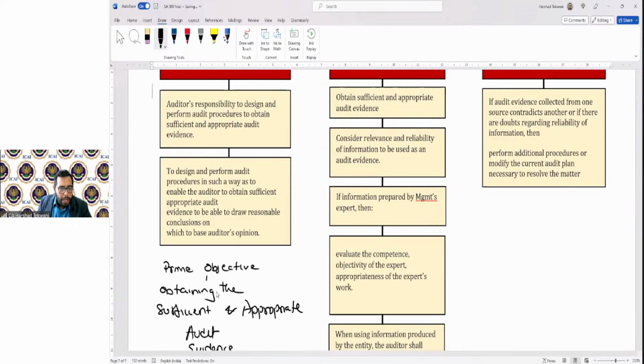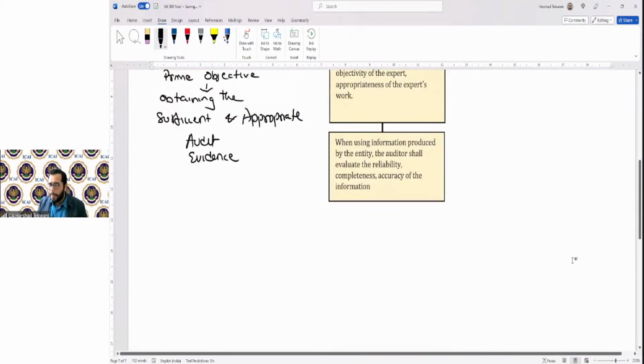Now, in order to obtain sufficient and appropriate audit evidence, why do I need that particular audit evidence? So that I can draw conclusions. I can come to a conclusion whether the evidence that has been obtained is pointing out any observations or issues in the audit which require me to modify my opinion or not. So that's the purpose of audit evidence.